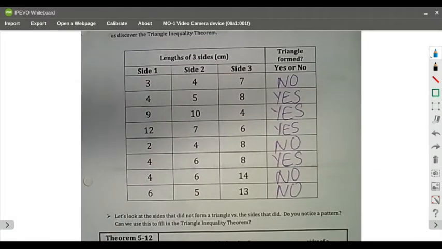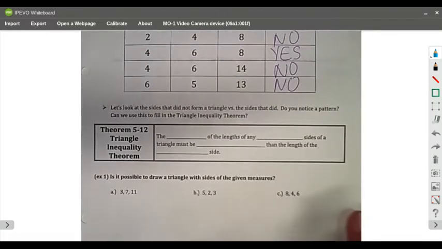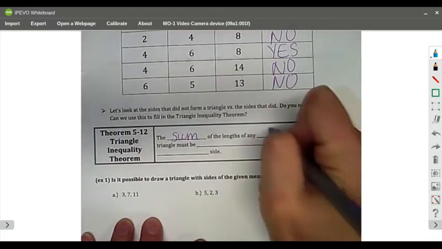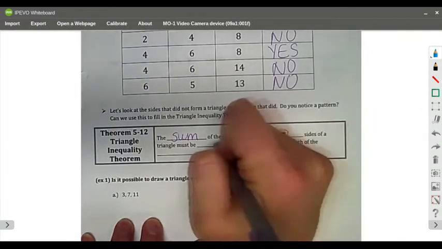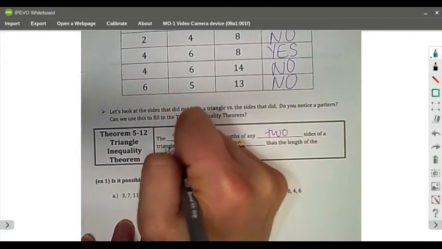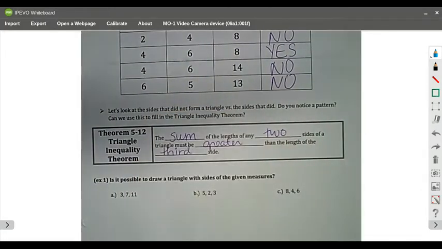Okay, so what I want you to do is pause it for a second and try to think about why you think the yeses were yeses and why you think the noes were noes. The reason is this triangle inequality theorem. So let's fill it in. It says the sum of the lengths of any two sides of a triangle must be greater than the length of the third side.